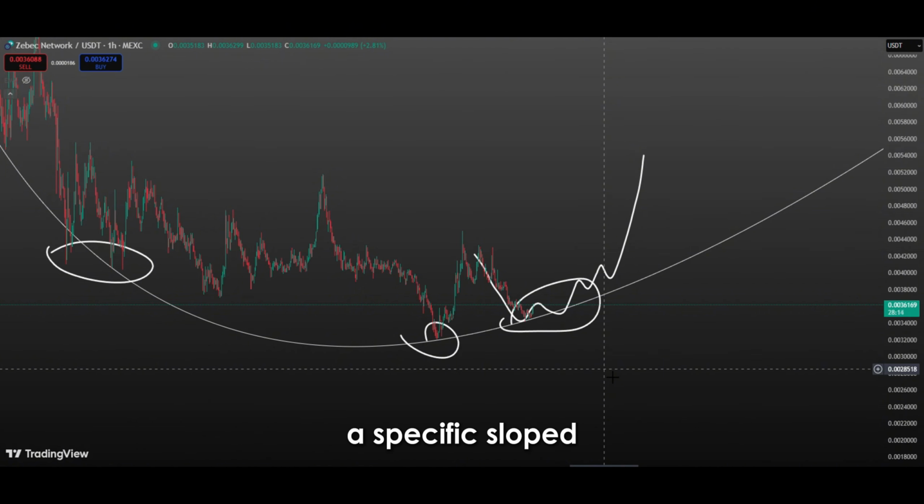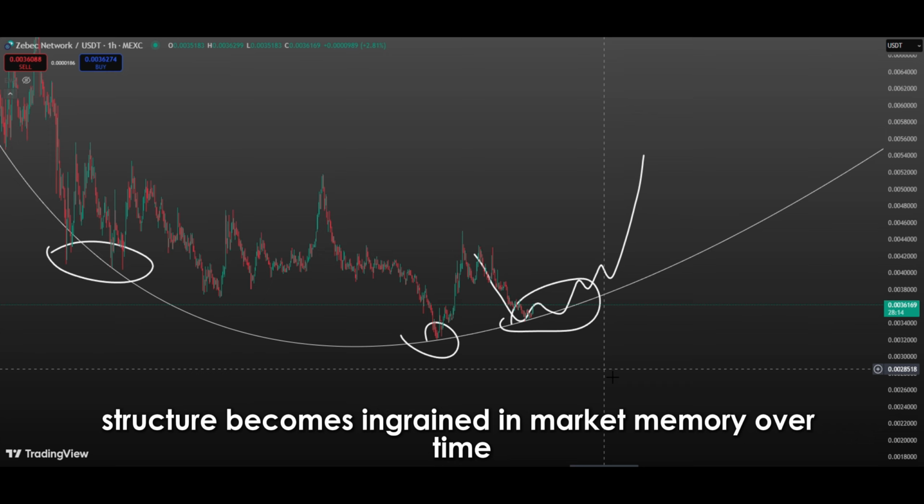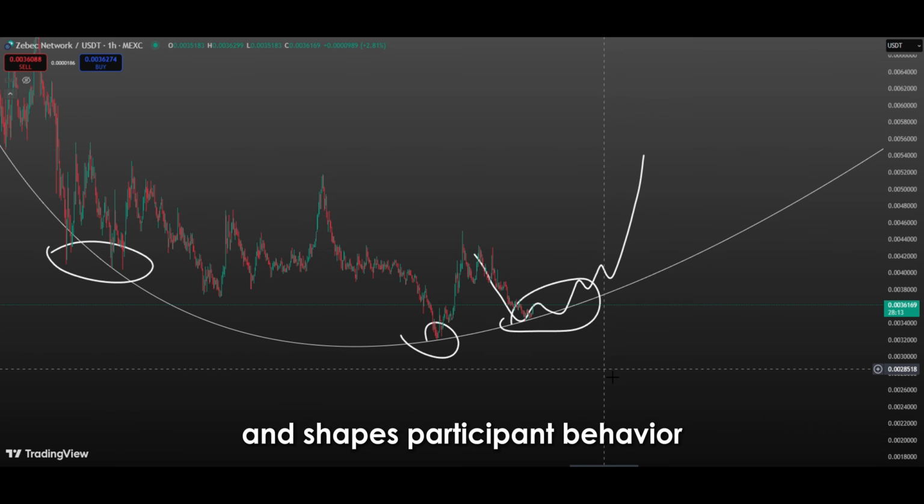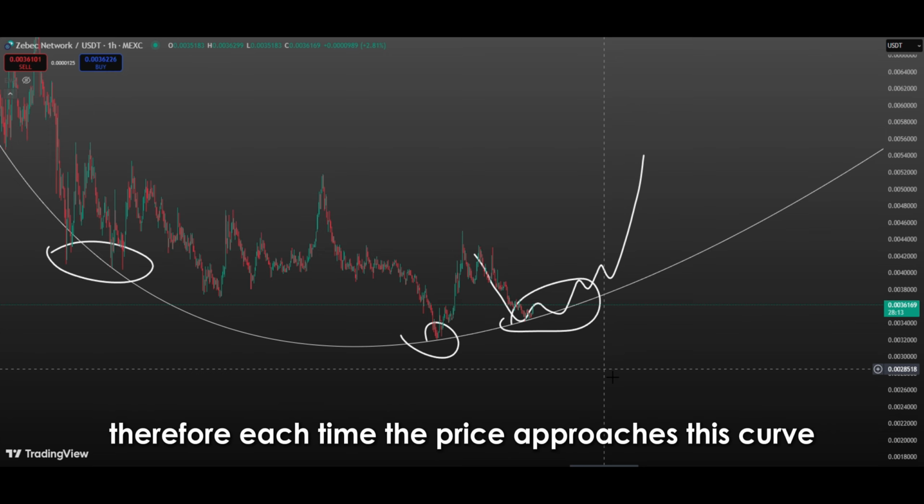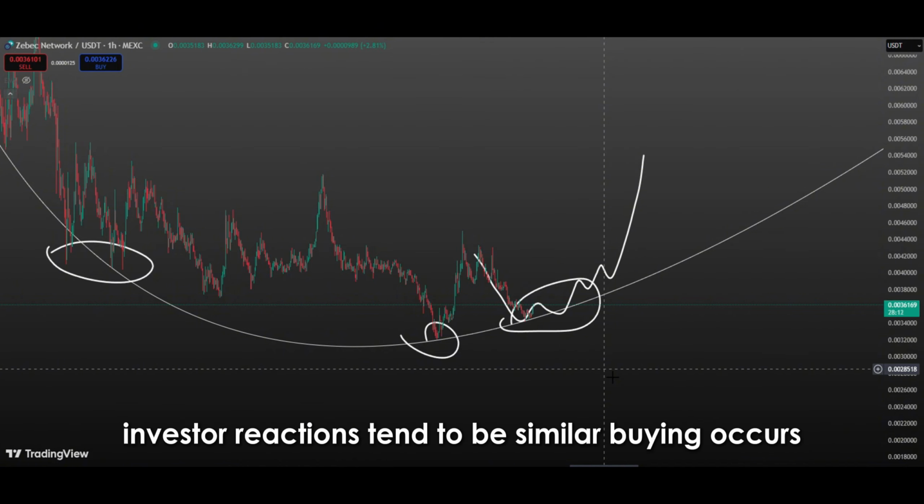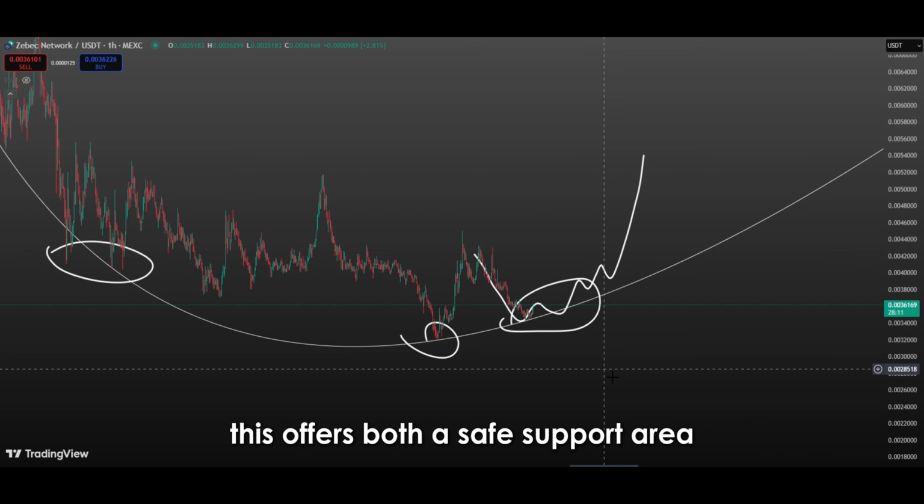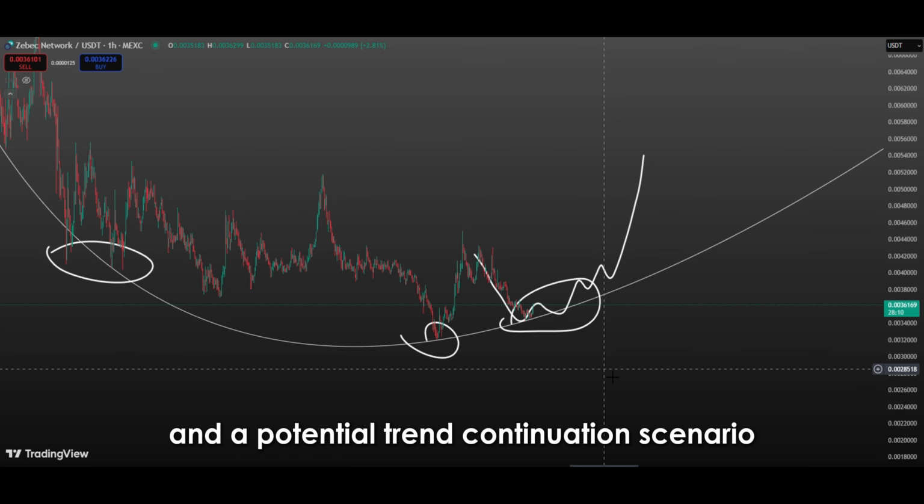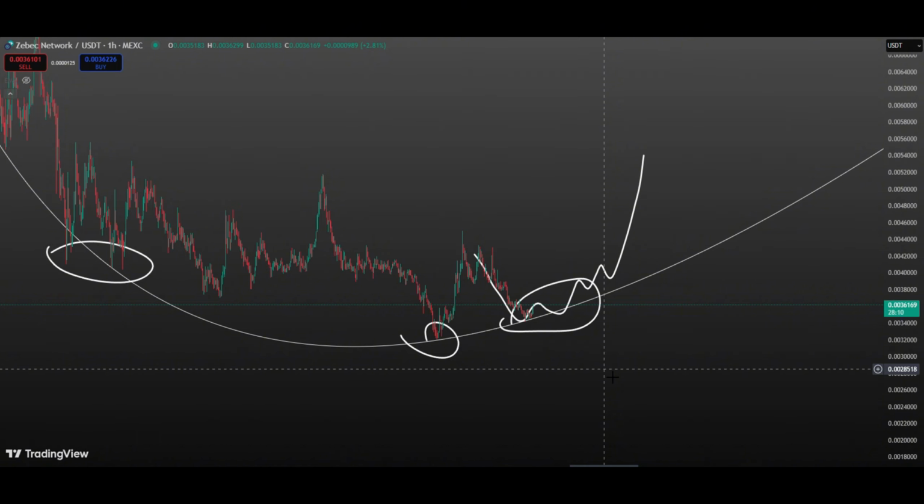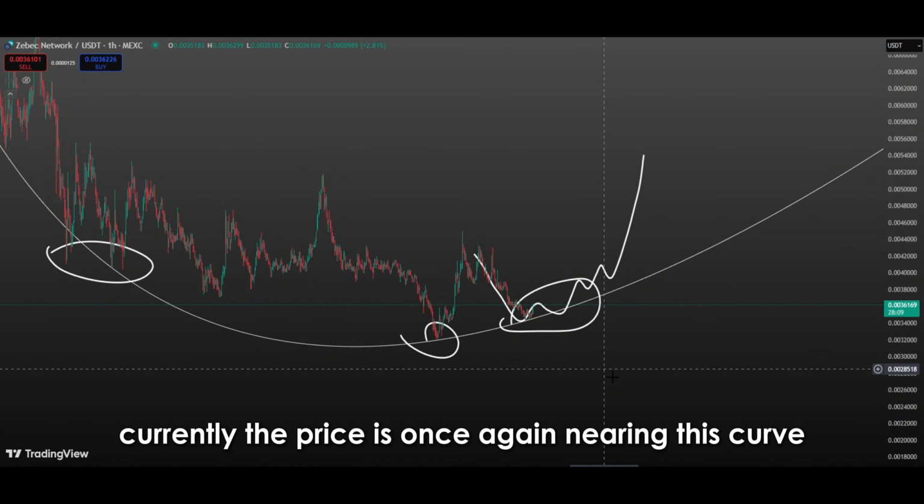A specific sloped structure becomes ingrained in market memory over time and shapes participant behavior. Therefore, each time the price approaches this curve, investor reactions tend to be similar. Buying occurs. This offers both a safe support area and a potential trend continuation scenario. Currently, the price is once again nearing this curve.